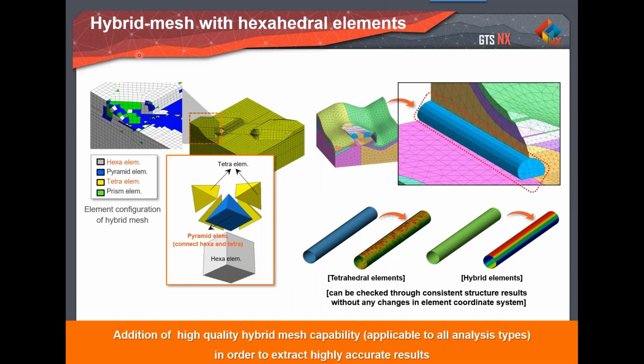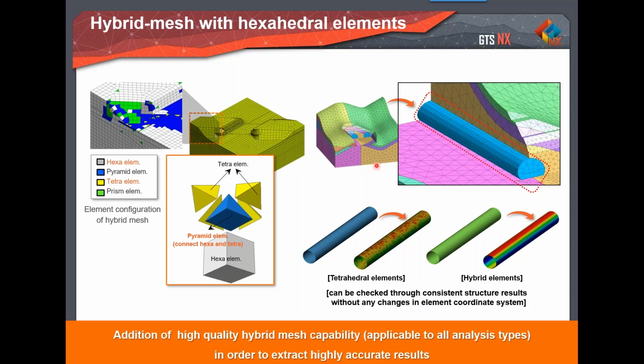Then this is an important advantage over Plaxis. We have a hybrid mesh here. In Plaxis, we only have a tetrahedral mesh, but in GTS NX, we have a hybrid mesh having hexahedral elements, pyramid elements, as well as tetrahedral elements. What is the advantage, you may ask? The main advantage is the computational time.